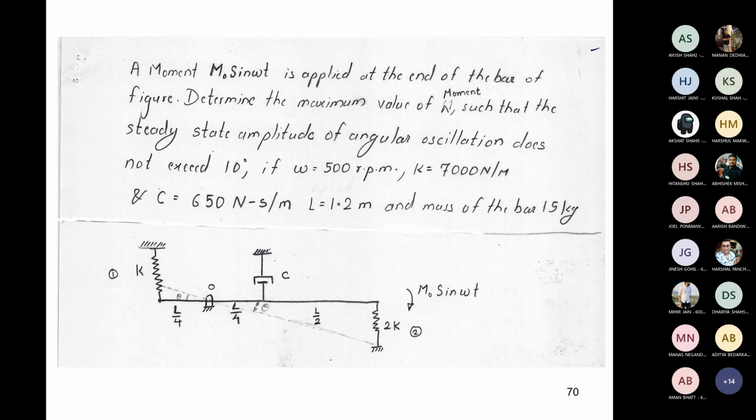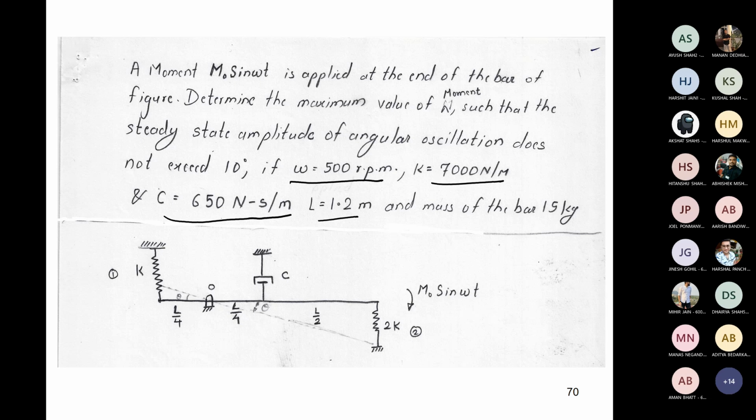A moment M0 sine omega t is now again here it is sine omega t is applied to the end of the bar of the figure. Determine the maximum value of moment such that the steady state amplitude of angular acceleration doesn't exceed 10 degrees. If omega is 500 rpm, k is 7000 Newton per meter, c is 650 Newton second per meter, L is 1.2 and the mass of the bar is 15 kg. Correct?